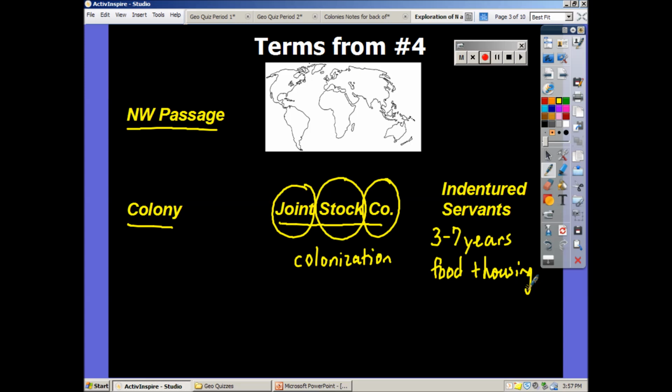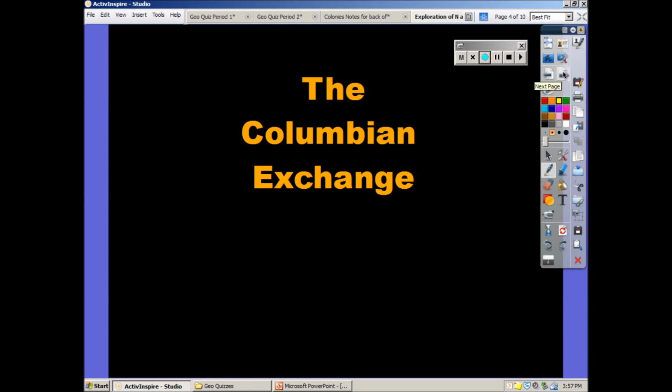And so this is a great way for the people that are really poor to get across to the New World and establish themselves. Now, the last term in number 4 actually gets its own little page here, and that's the Columbian Exchange. Now, this word here, Columbian, almost implies that it has something to do with South America. Please remember, this has something to do with the guy named Columbus. That's the focus here. And that's why it's called the Columbian Exchange.